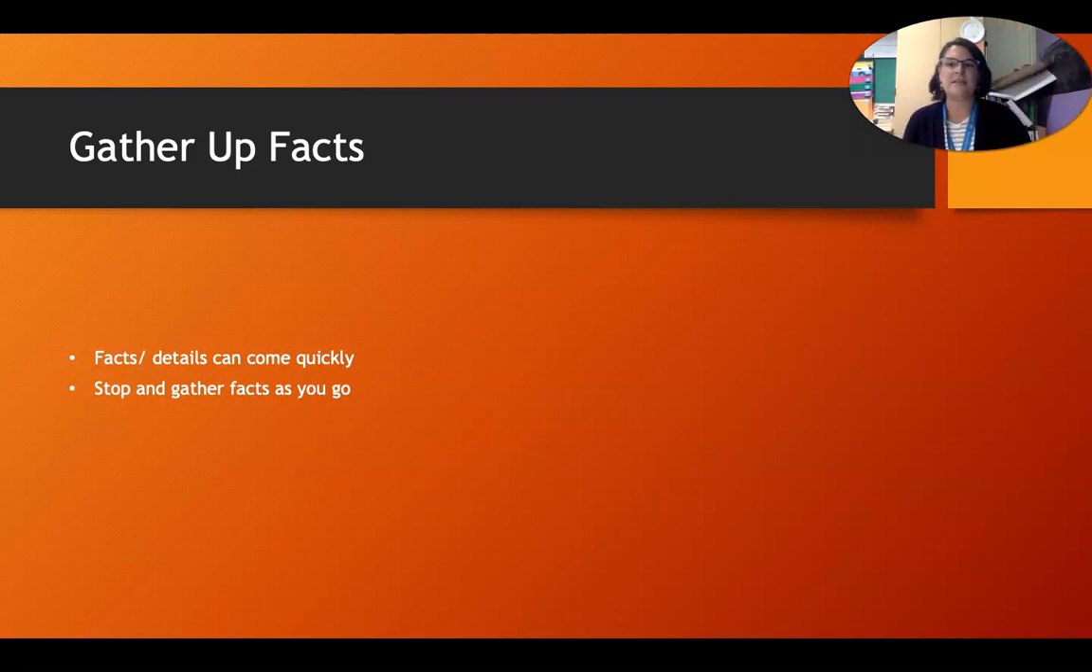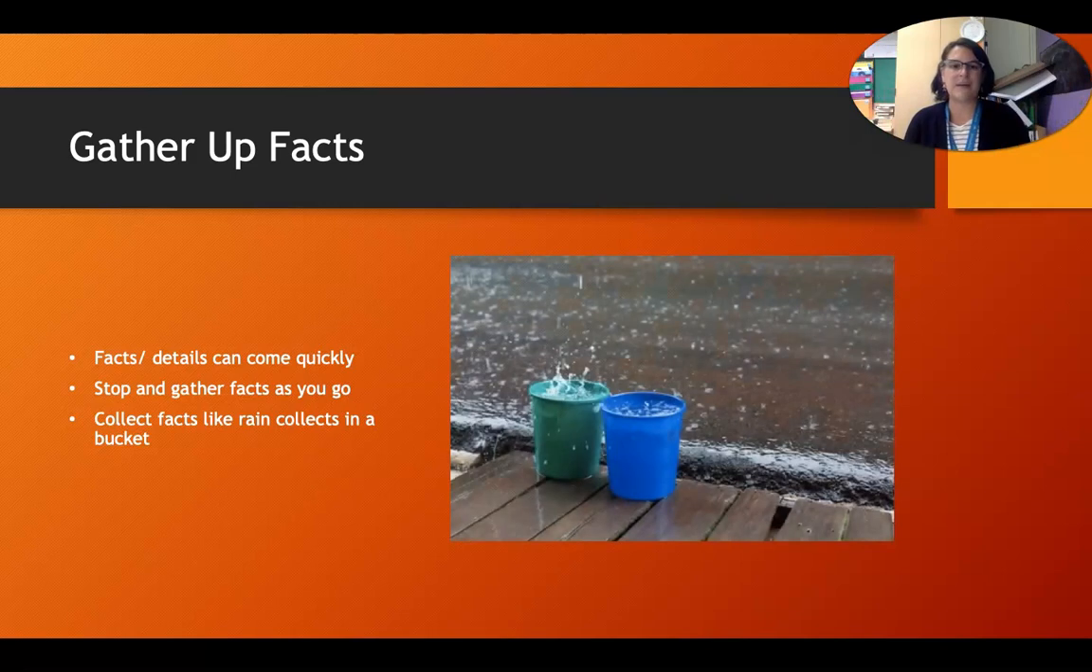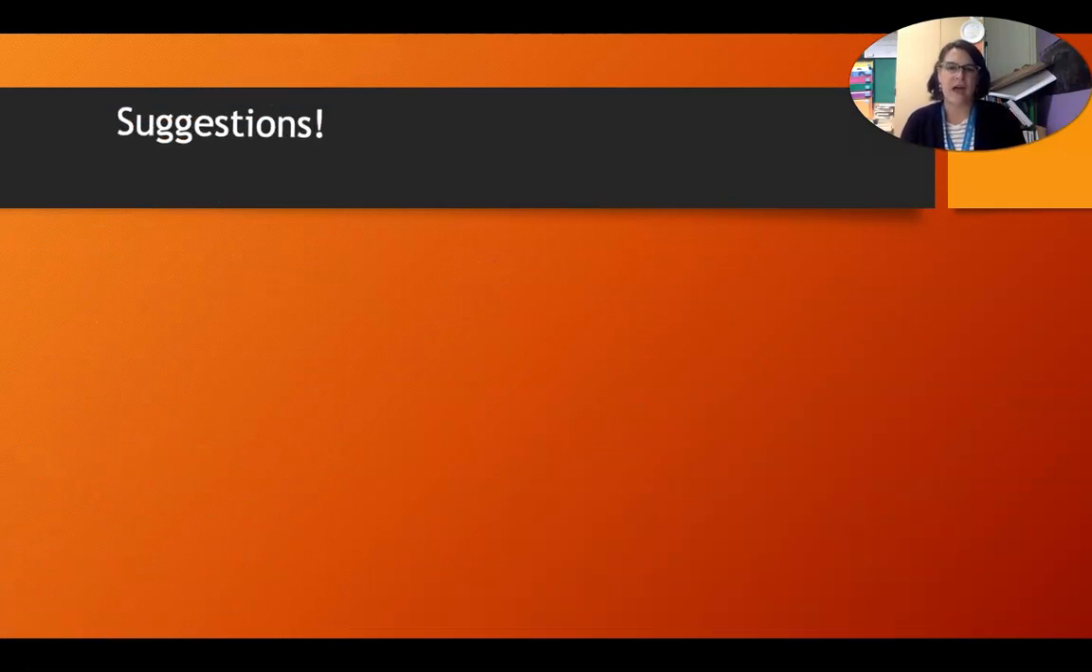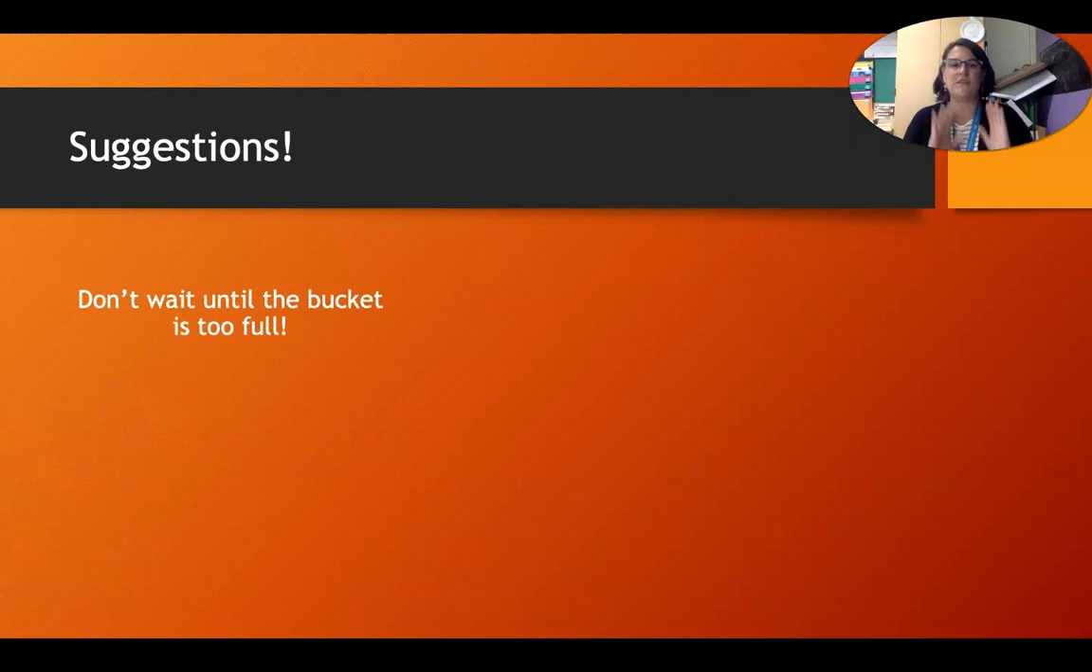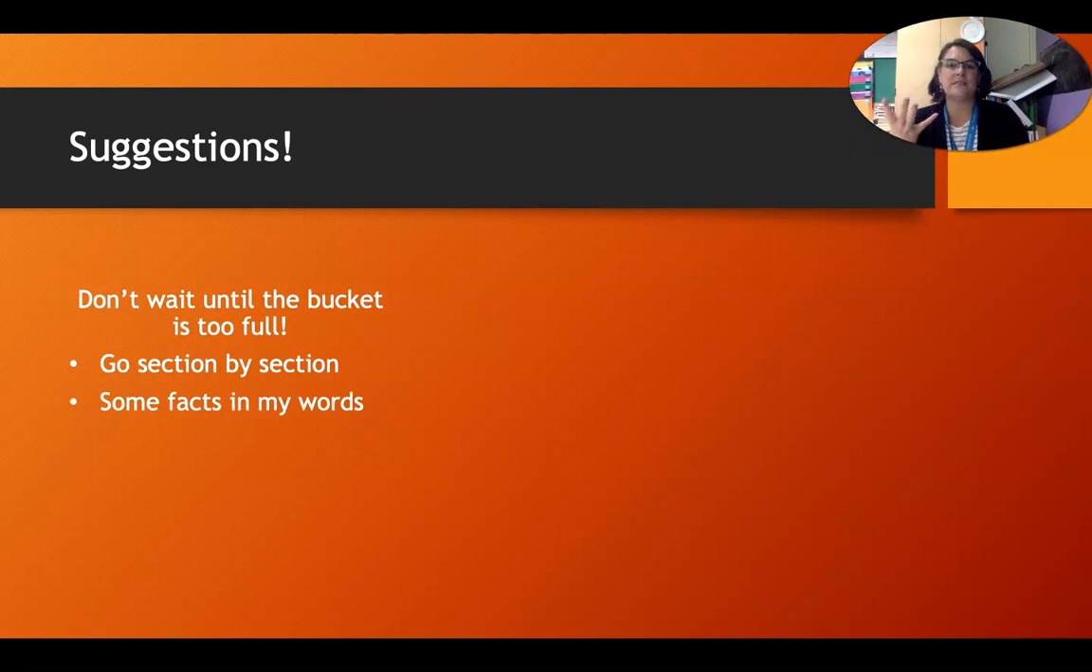We want to go section by section to really help us understand things, because facts collect just like rain collects in a bucket, and they keep adding into our bucket, and eventually it is going to overflow or get super heavy. Because of that, we have some suggestions of not waiting until that bucket is too full. That is why we want to go section by section or paragraph by paragraph, depending on how long a text is. You want to put some facts in your own words to show we understand them, but other facts we also want in the author's words to make sure we're being accurate.